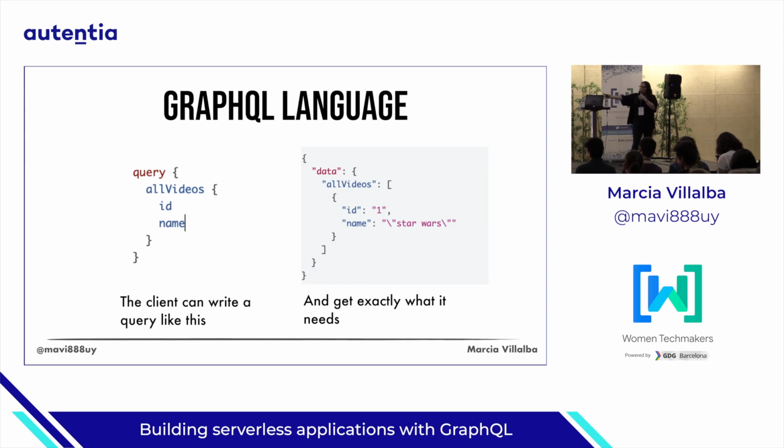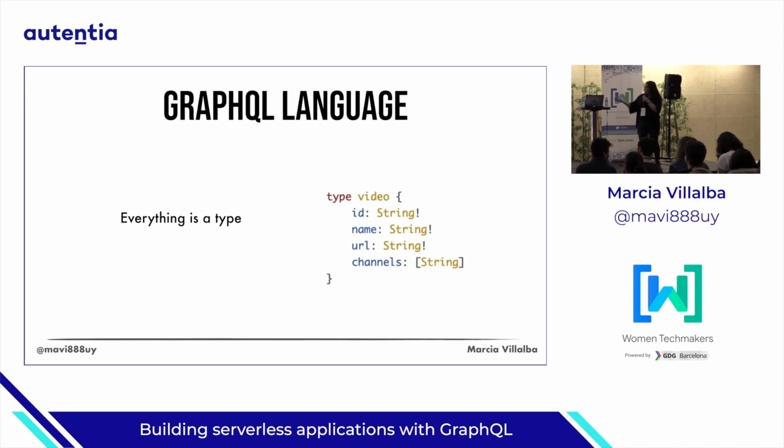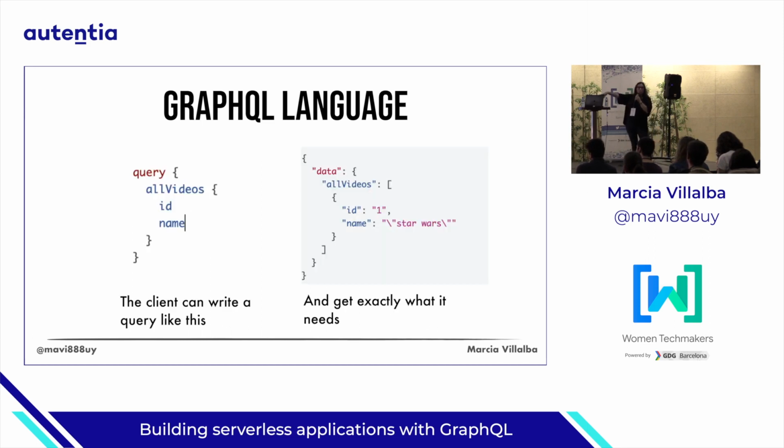So basically, the client will write something like that. It's a JSON-like query: give me all the videos with the ID and name. And then the server will return exactly a JSON with what they need. So an array of videos with ID and names. And if videos, I don't remember what was in there, I think it had URL and channels. So if later on the client wants to ask for the URL, it just adds URL in the query, and then all the future responses will contain the URL.